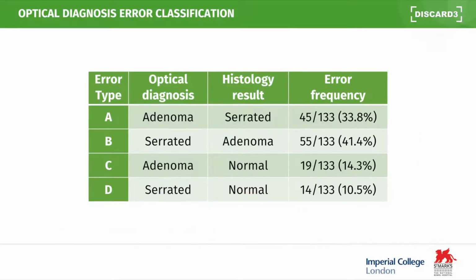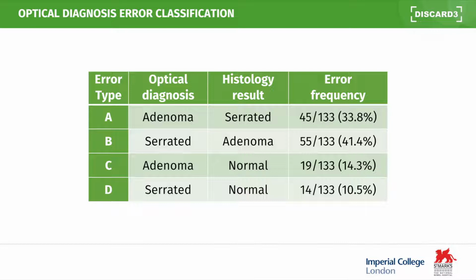So how did we categorise the errors? The errors were categorised into 4 different types of optical diagnosis error, and this was on the basis of the optical diagnosis compared with the histopathology report. So a type A error was where a serrated polyp was diagnosed as an adenoma, and that occurred in 34% of cases.